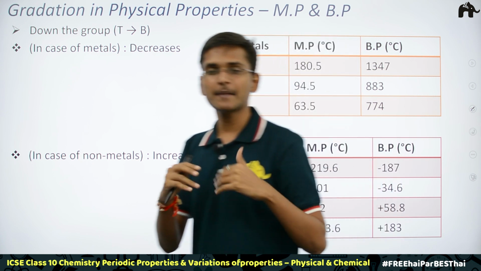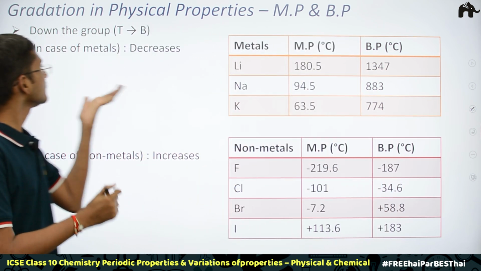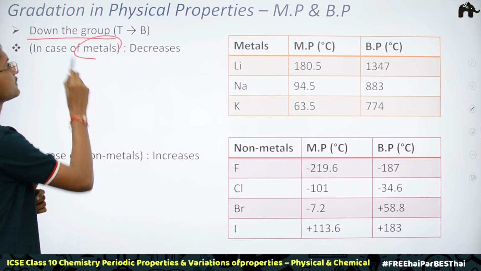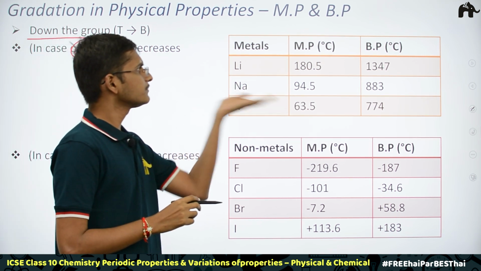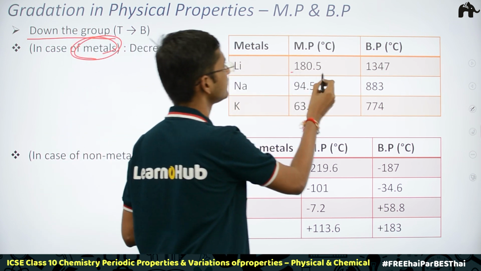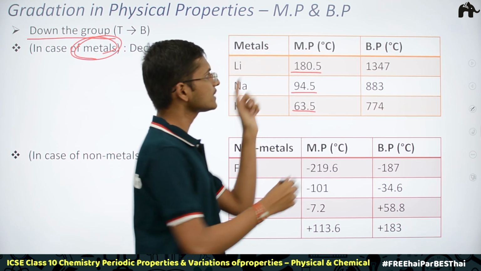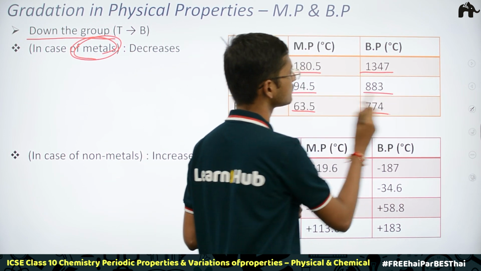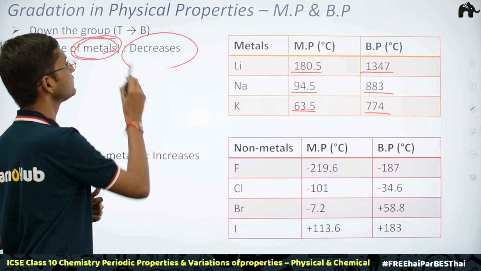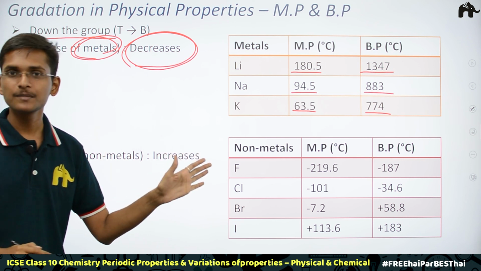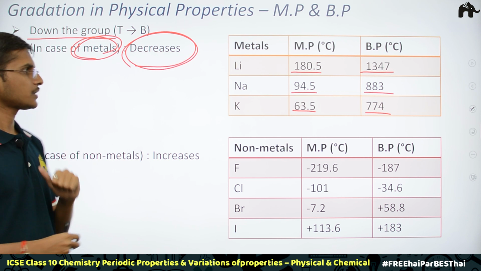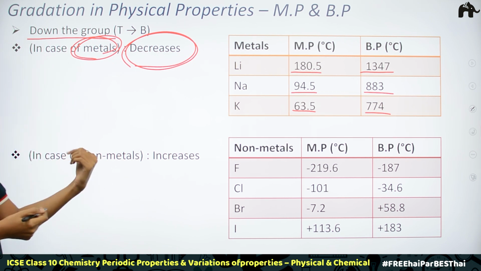What is happening to the melting point and the boiling point when we are moving down the group from top to bottom in the case of metals? Here is the data in front of you. Lithium, sodium, potassium, we are moving down the group. What is happening to the melting point? 180, 94, 63, it is decreasing. What is happening to the boiling point? 1347, 883, 774, it is also decreasing. So the melting point and boiling point in the case of metals decrease when we move down the group.